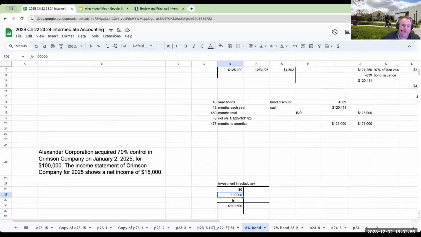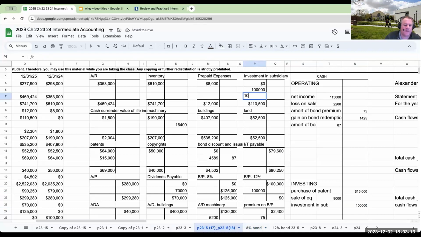Okay, so I know that I paid cash for this, right? So where is this other amount coming from? Well, if we take 15,000 and multiply that by 70%, we get 10,500. This 10,500 is included in net income, but it's not giving us any type of cash. So we're going to show this as income in Subsidiary.